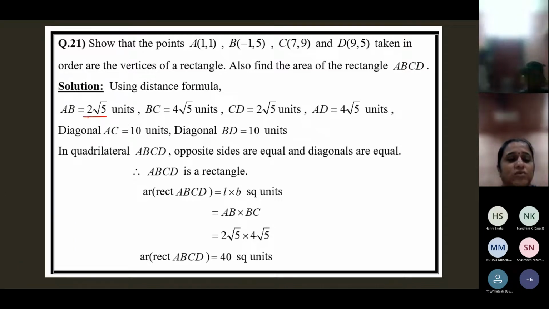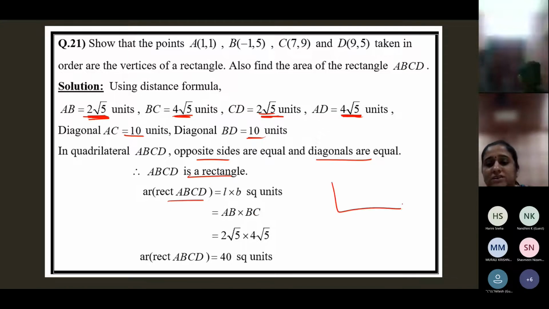So see here, AB is 2 root 5, and BC, CD, AD are similar. You should express everything as a mixed surd, children, like 2 root 5, 4 root 5. Diagonals, 10 units. So opposite sides equal, diagonals equal. Therefore, it's a rectangle. Area of rectangle, L into B.